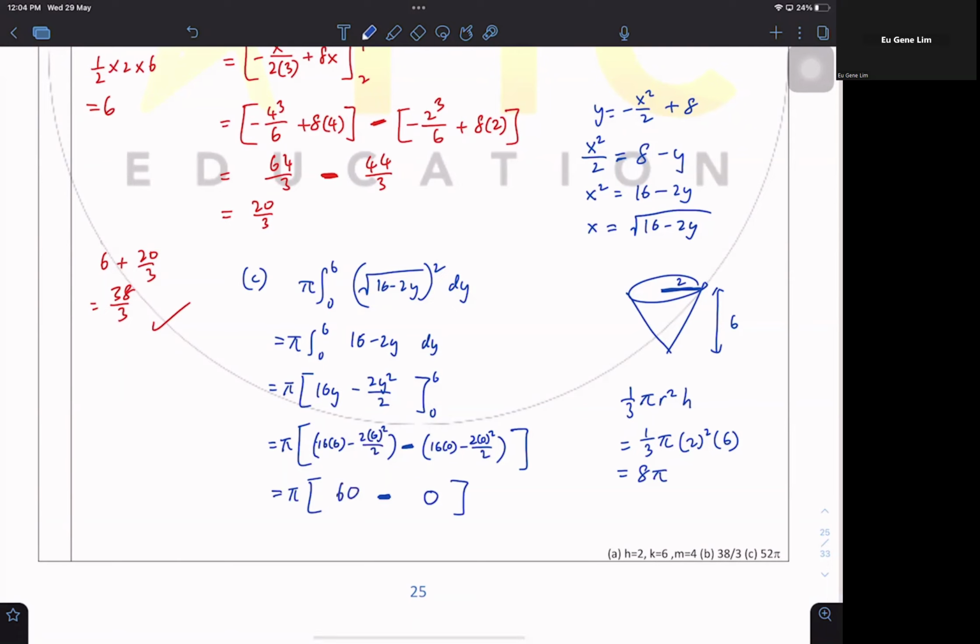60 minus 0 is 60. So 60 pi. Nice. Use 60 pi minus 8 pi, you get 52 pi. Done. That's the answer.